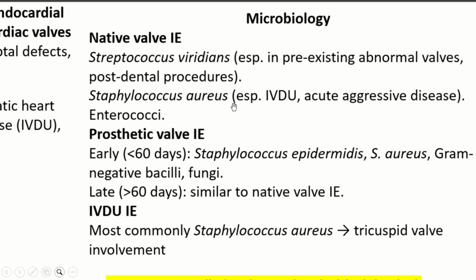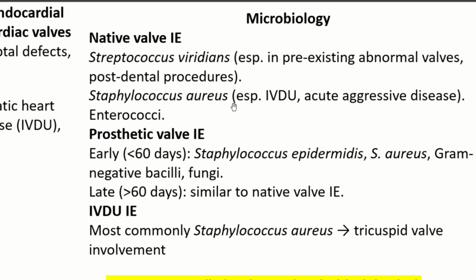We can look at the organisms that affect the native valves and those that affect the prosthetic valves. The native valves are going to be mostly affected by Streptococcus viridans, which is normal flora in the mouth. Most of the time it's going to come from dental procedures. Someone has had a dental procedure, and this organism finds its way into the bloodstream.